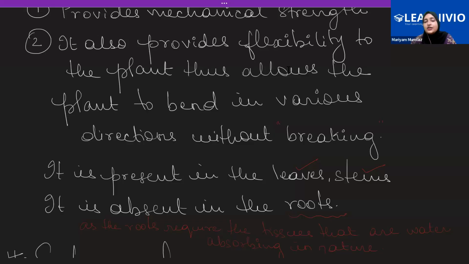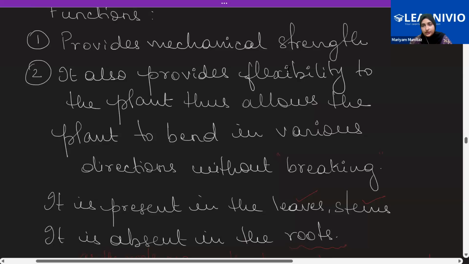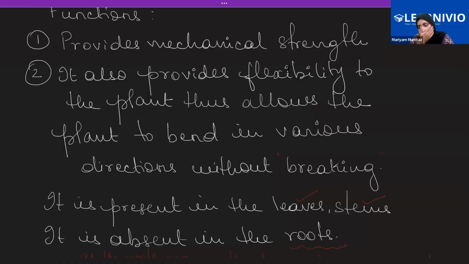Where is it present? This is present in the leaves and in the stems, but always remember that this is absent in the roots. Now, can someone tell me why it is absent in the roots? Why do only the roots not have the collenchyma while all the other parts of the plant do? What may be the reason?